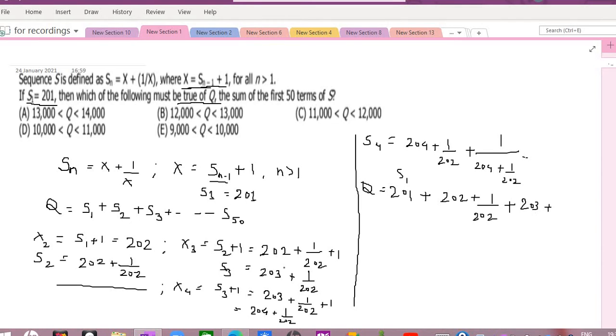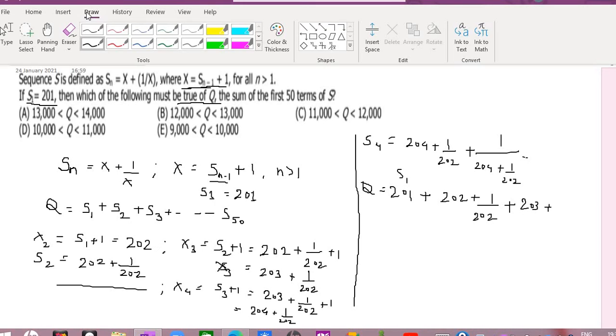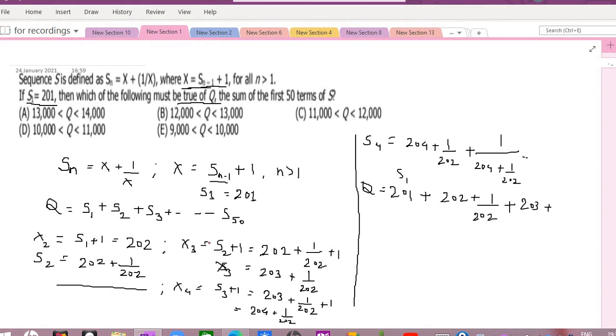plus, okay, so this was x3. We have to find S3 here. So S3 is going to be, let me write it here over. So S3 will be, this was x3, right? So S3 is going to be, I had not found out S3. So this will be x.